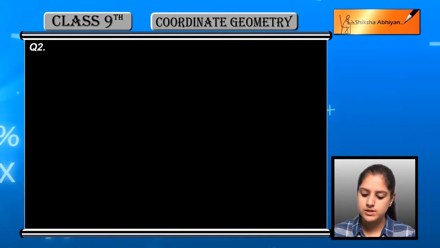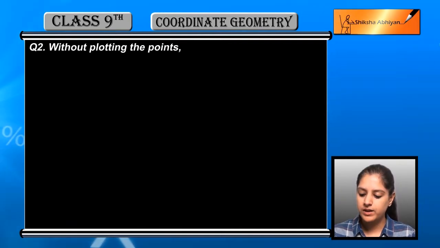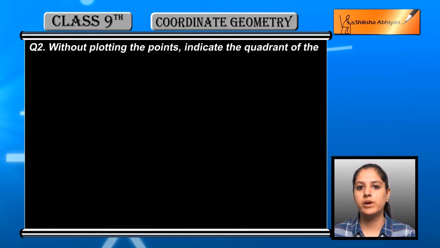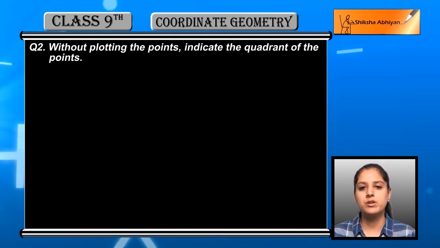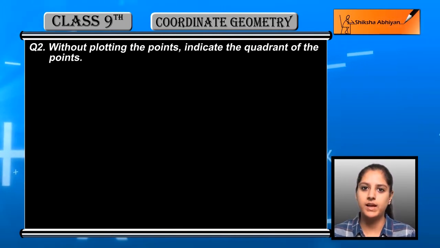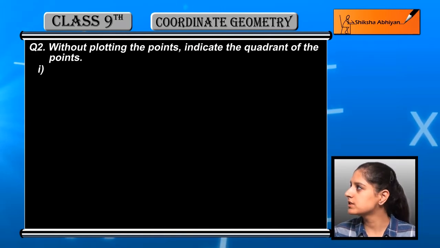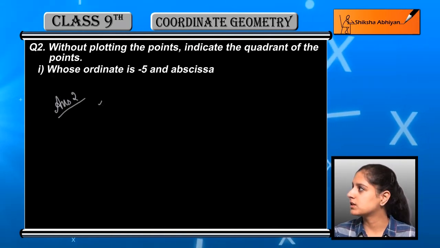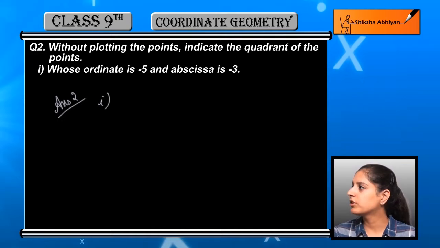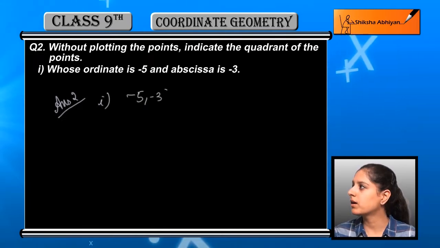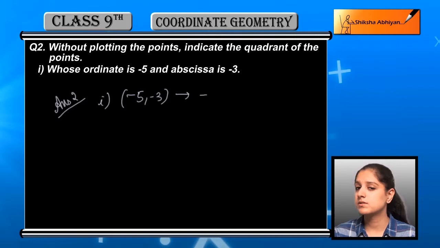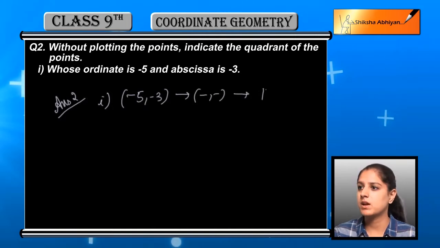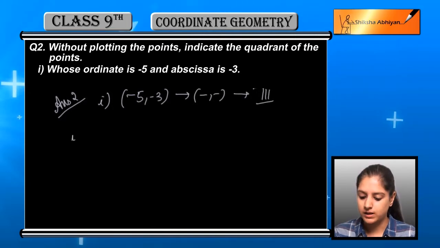Now the next question is, without plotting the points, indicate the quadrant of the points. Points को plot किए बिना आपको ये बताना है कि ये किस quadrant में lie करते हैं. So first is whose ordinate is -5 and abscissa is -3. So जो point है वो हो गया हमारे पास -5, -3, which gives us first sign is minus and next is minus, जो कि third quadrant में lie करता है.